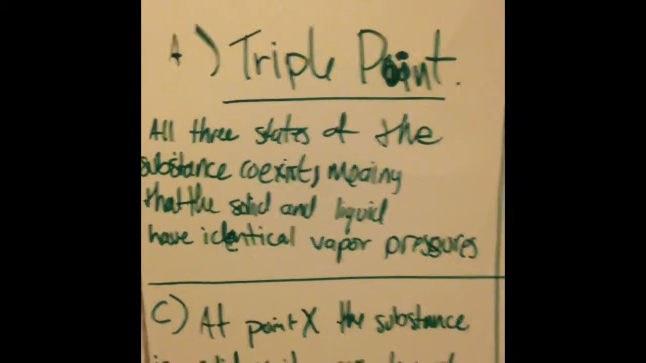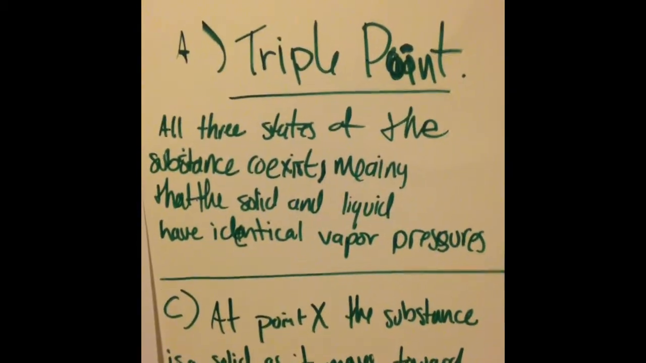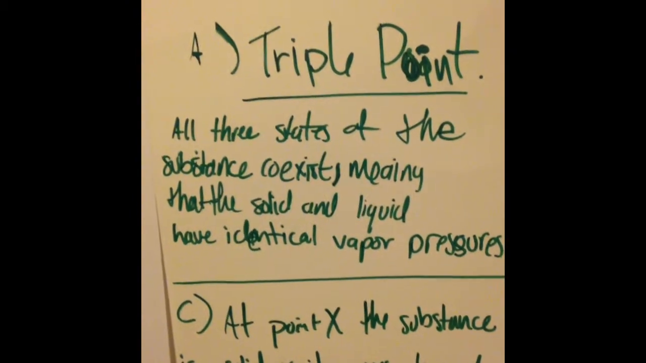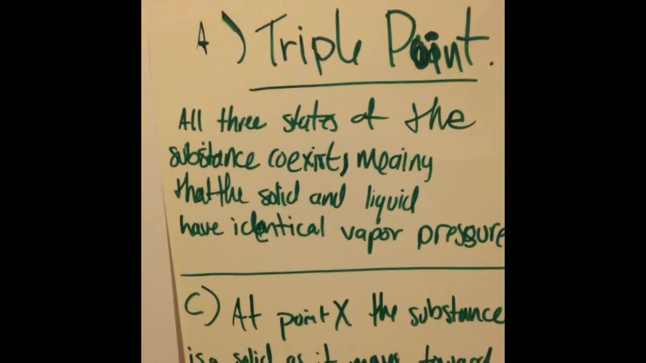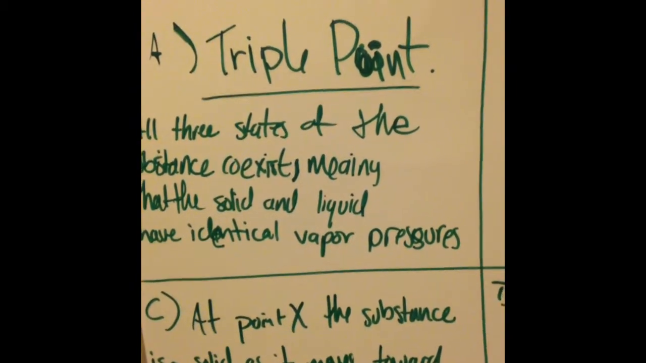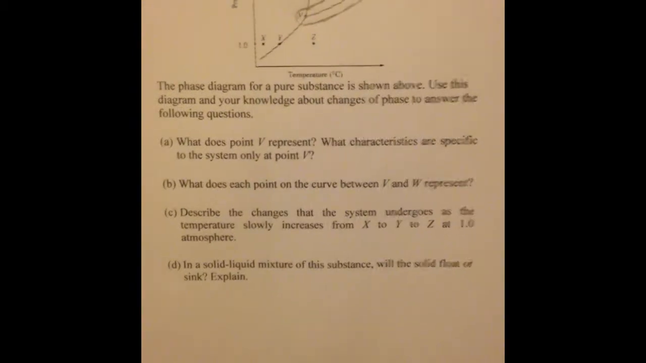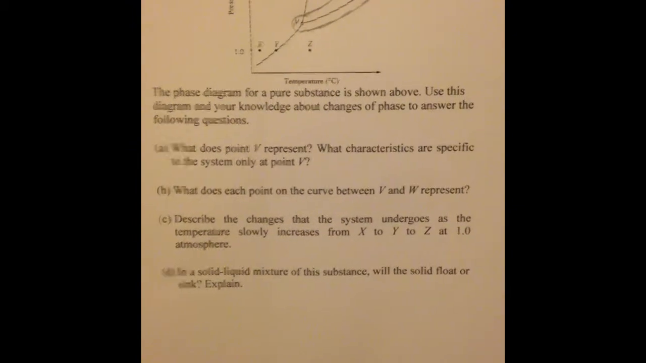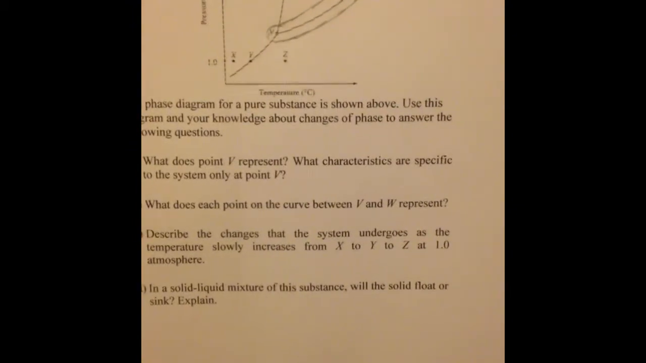Starting off with part A. Point V is known as a triple point. It's the point at which all three states of the substance coexist, meaning that the solid and liquid have identical vapor pressures.